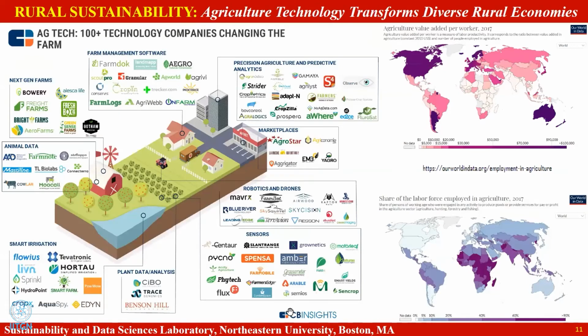And then if you think of rural areas, we think about agriculture, and if you look on the right, this is a map of value added per worker in the agricultural sector, and this is a map of the share of labor force in agriculture. If you compare the US and India, the share of agriculture in India is much higher, as you might expect, but the productivity per worker in the US is much more than it is in India. And this is common across the world in terms of developed versus developing economies.